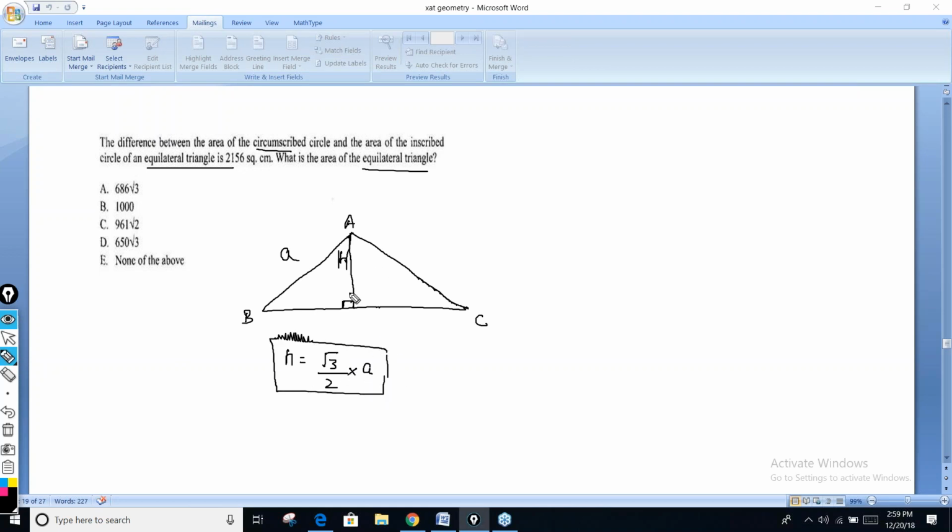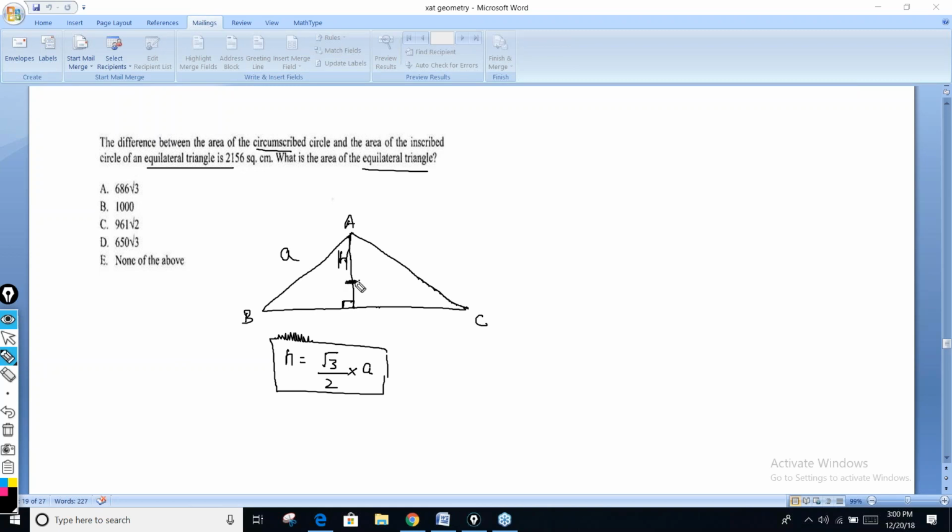In an equilateral triangle, the height is also the median, and the height is also the angle bisector, right? And if you know the incenter lies on the angle bisector and the circumcenter lies on the median, then for an equilateral triangle the circumcenter and the incenter both lie on this perpendicular, because the perpendicular is the median.